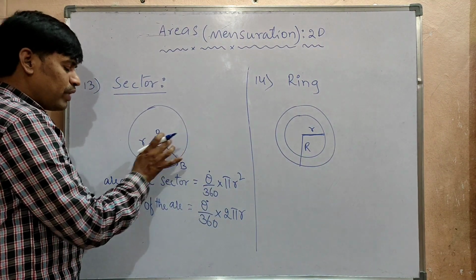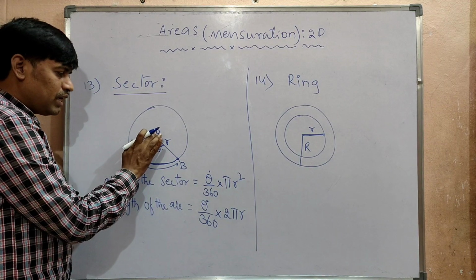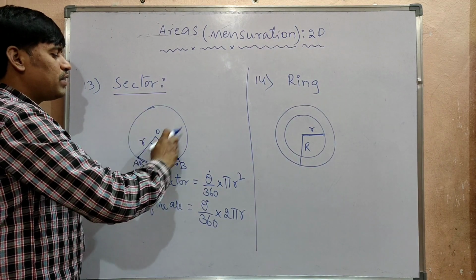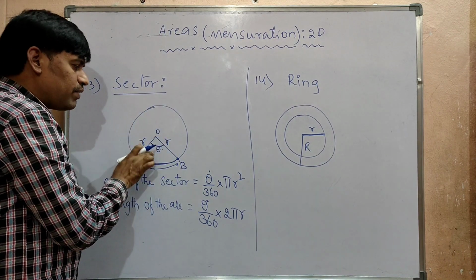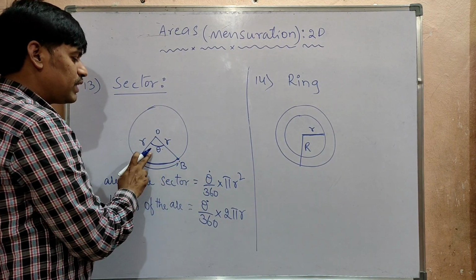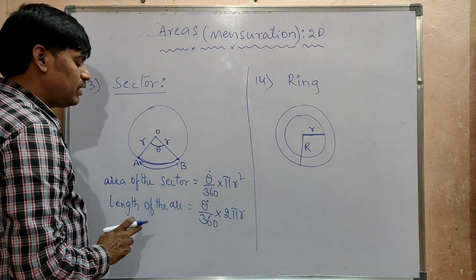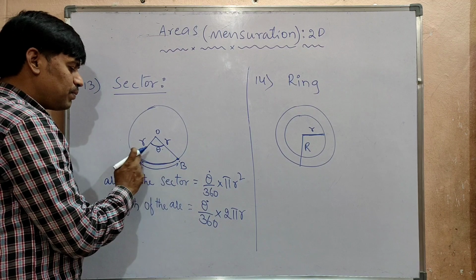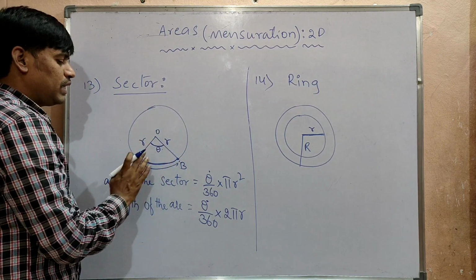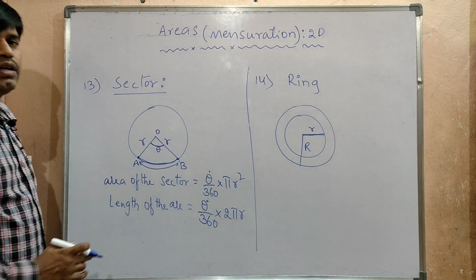When you take the area of the sector, this sector is some part of the circle only, some part of the area of the circle. That's why I am taking the area formula here. Now this arc is some part of the perimeter of the circle. That's why I am taking the perimeter formula here.